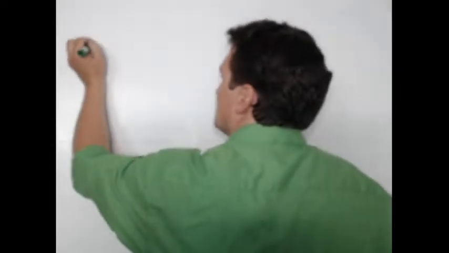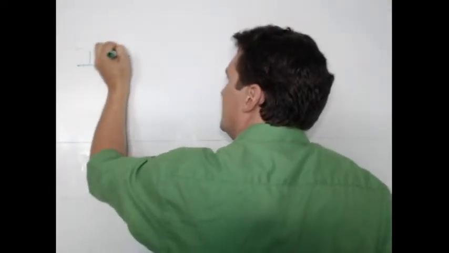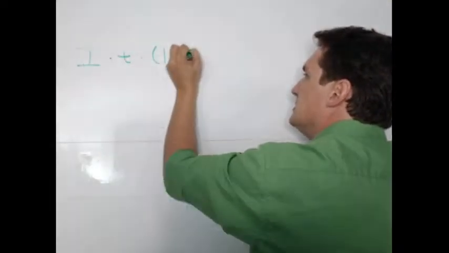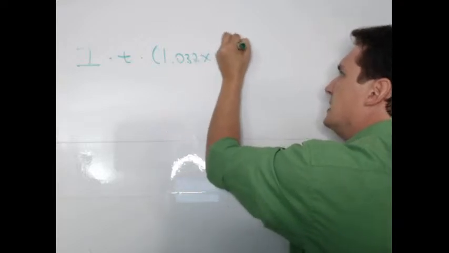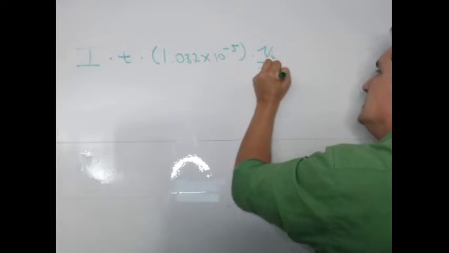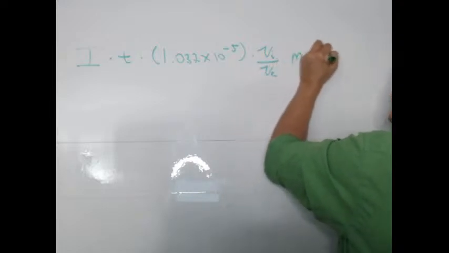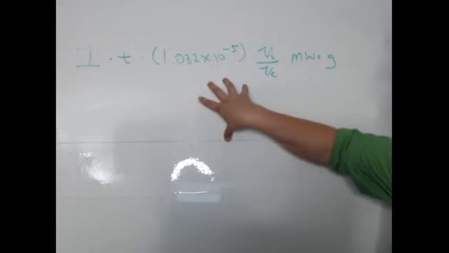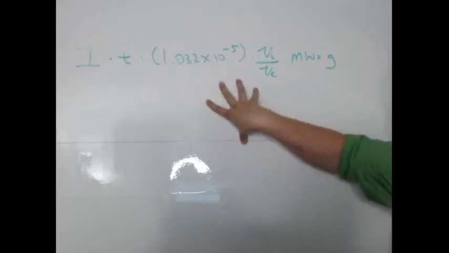So this is the electrolysis discussion board. There's a formula in the notes. You'll also find it on the exam sheet. I times T times 1.037 times 10 to, I think it's a -5, times nu I over nu E times molecular weight equals grams. So this is the electroplating equation.